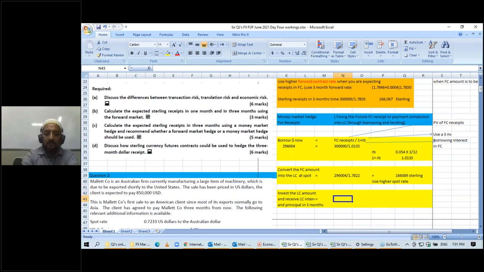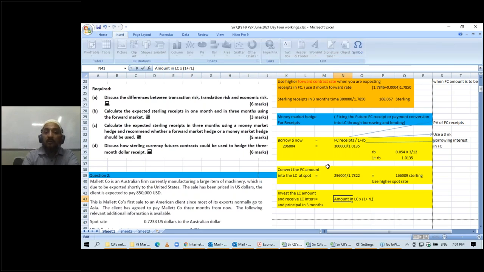amount in local currency multiplied by the terminal value, the amount with compound interest. So this will become 1 plus RL by RL. R stands for the interest rate and L for the lending rate or the investment rate. That's why I have taken L. When I was borrowing, I was taking the borrowing rate, and over here I am taking the lending rate.